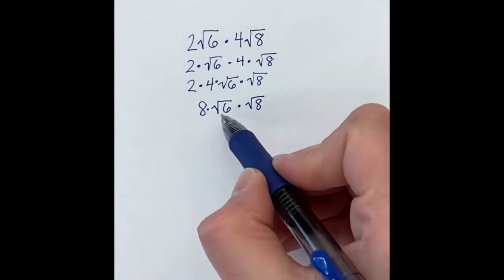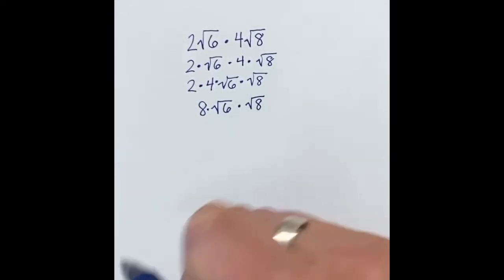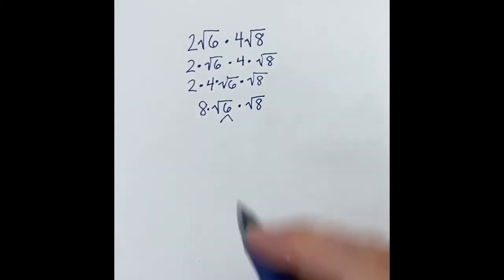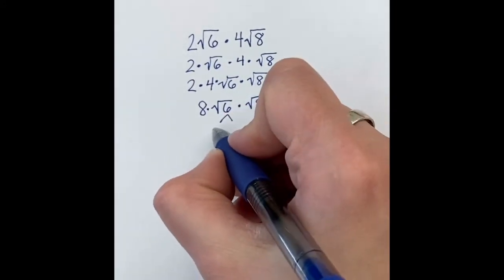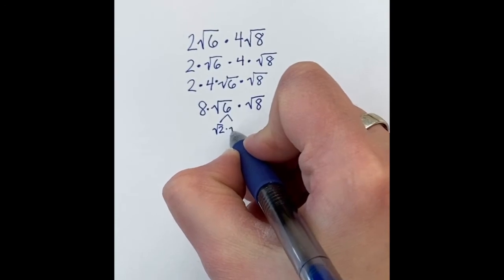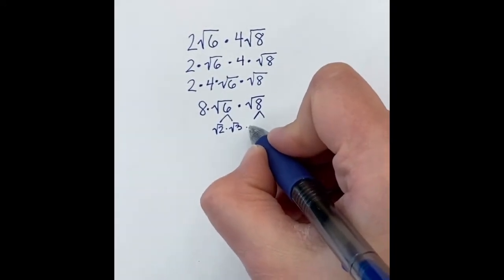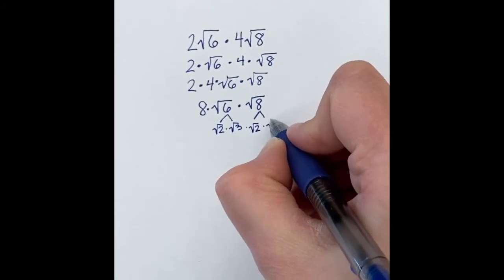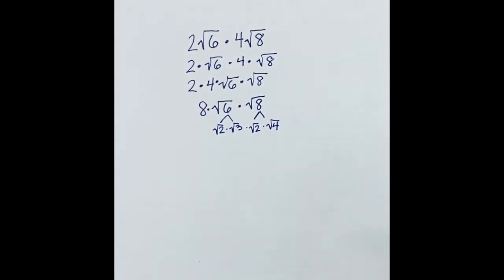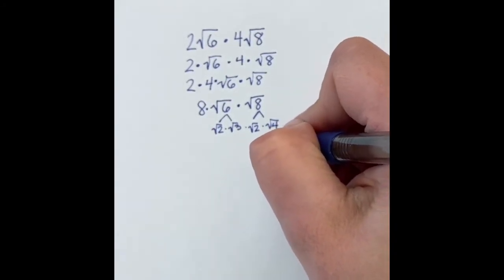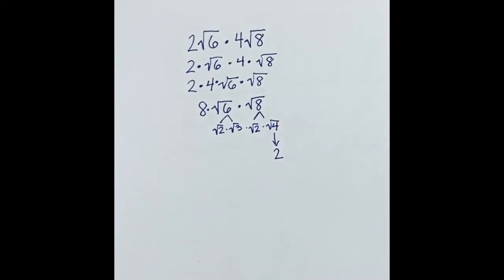We are going to break down these individual radicals, and we are going to look at their products all together. So radical 6 breaks down into radical 2 and a radical 3. Radical 8 breaks down into a radical 2 and a radical 4. Aha, perfect square right there. The square root of 4 is 2. So that's going to be on the outside.